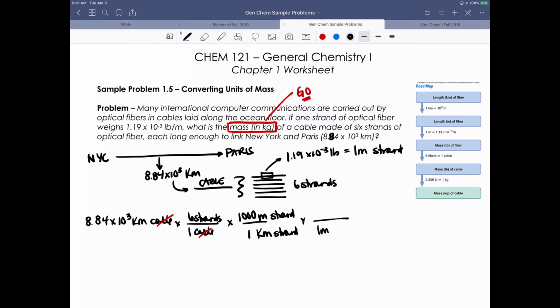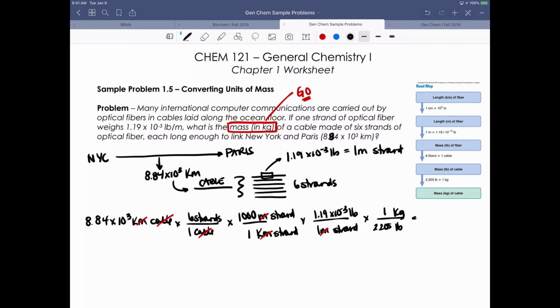Now I can use my 1 meter of strand conversion to walk between length of strand and weight of strand. If I cancel out my units now, kilometers have gone away and I'm left with meters. Now meters will go away and I've converted to pounds. This problem asks us to provide the answer in terms of kilograms, so the last unit conversion that we need to do is to get rid of pounds and be left with kilograms. These English to metric conversions will always be provided for you, but again, we have to make sure that we put the numbers in the right spot. 1 goes with kilogram and 2.205 goes with pound.